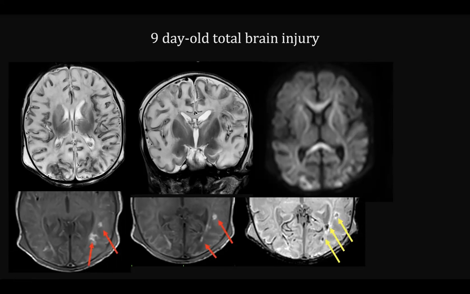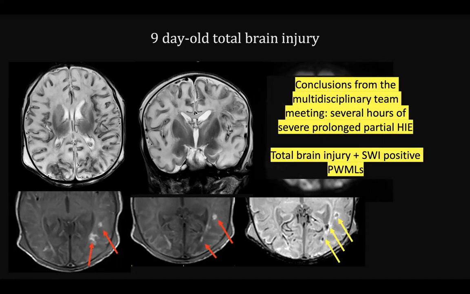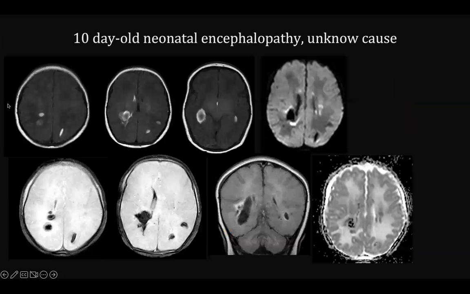So in this case, we have a child that underwent several hours of severe prolonged partial HIE with total brain injury and associated with SWI positive punctate white matter lesions. So punctate white matter lesions in this case are an epiphenomenon of a diffuse brain damage. Of course, this will not impact the prognosis that is already very bad.